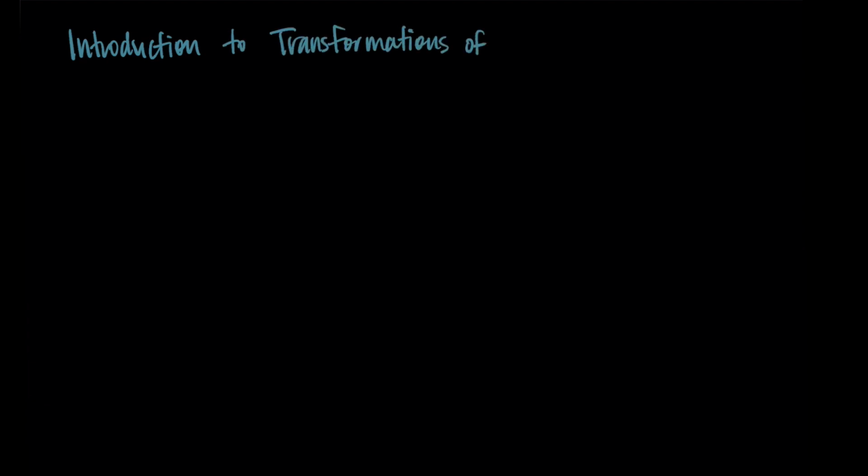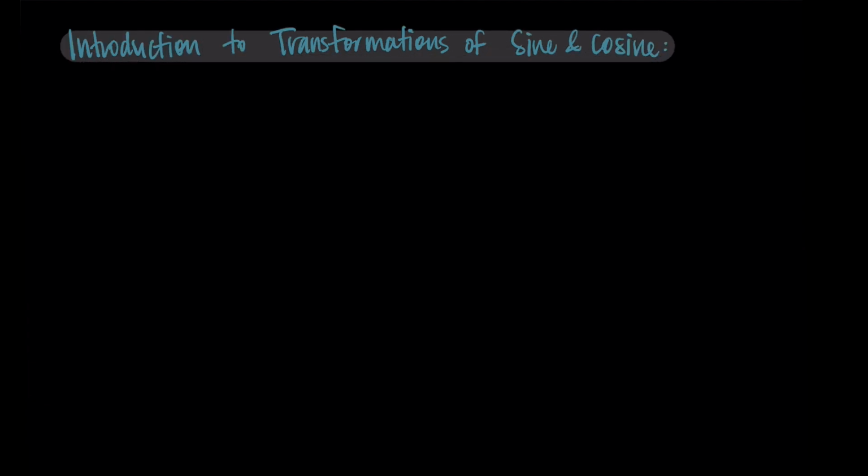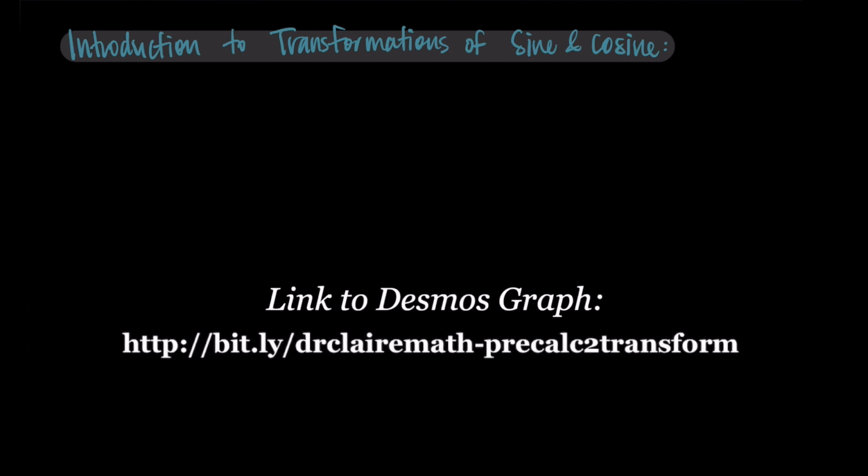Talking about how we do transformations with the sine and cosine graphs. So we're going to build this up one transformation at a time, and I'm going to be showing some sliders using Desmos so you can see how these transformations take place. And if you want to follow along, you can open up the Desmos link yourself and try these on your own. So we're going to do one transformation at a time.